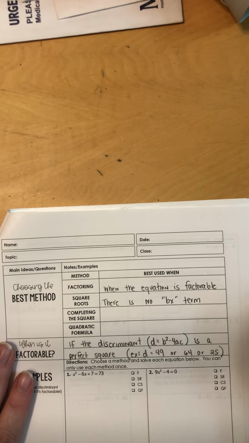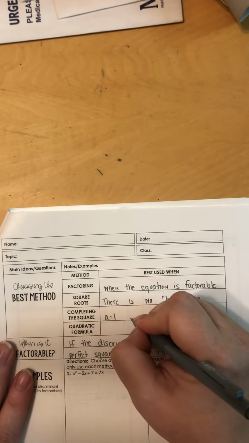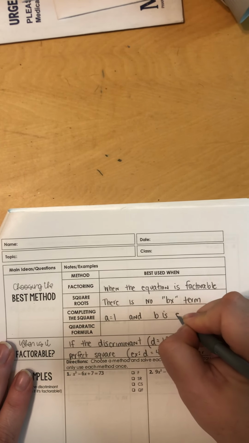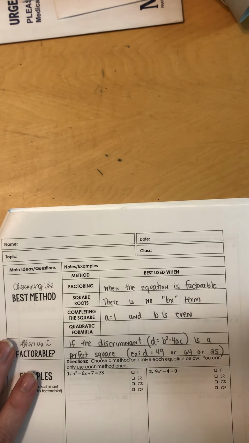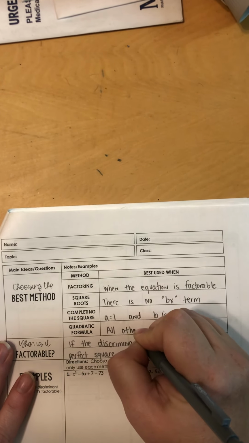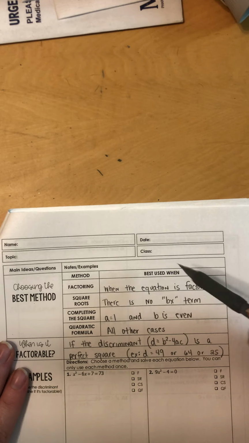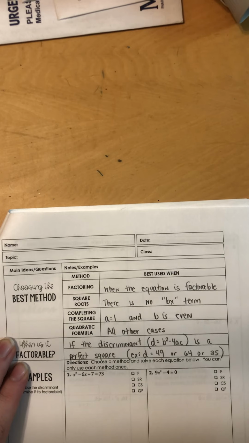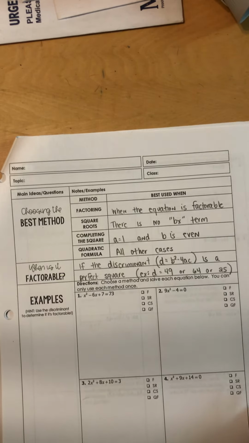When should we use the completing the square method? We use that when a equals 1 and b is even. And then when do we use the quadratic formula? We use the quadratic formula in all other cases. So we go through all these methods, and if we can say, nope, not that, nope, nope, then we use the quadratic formula.